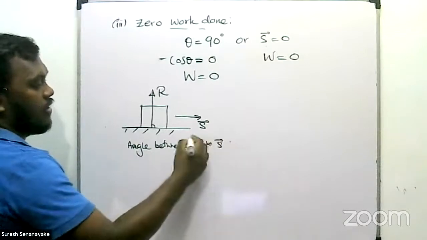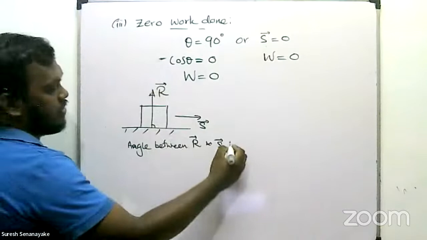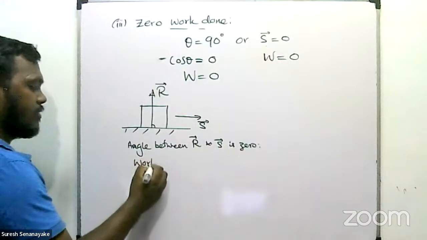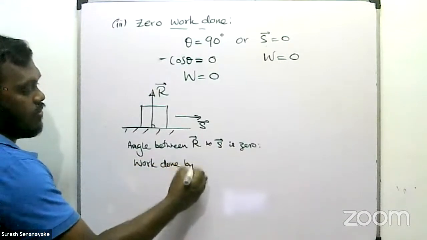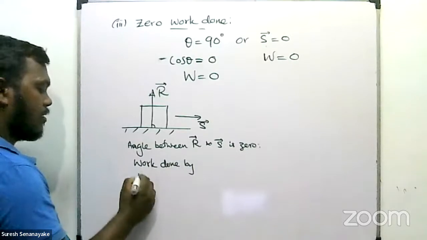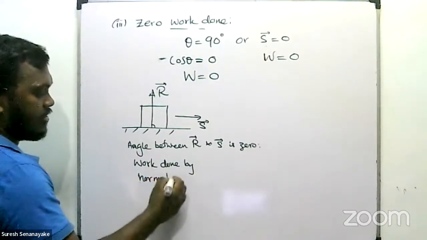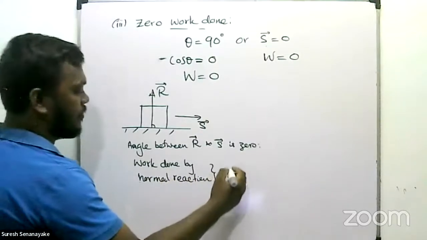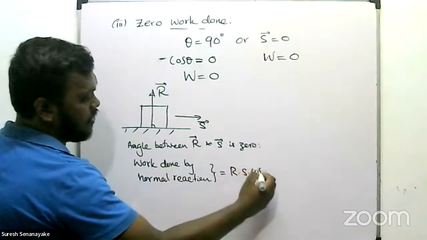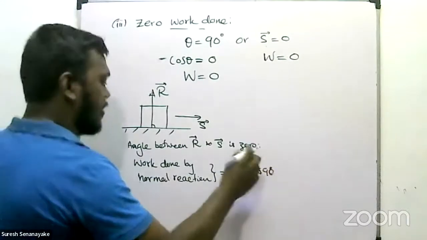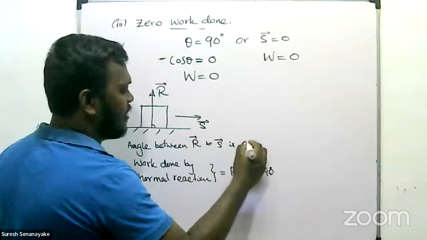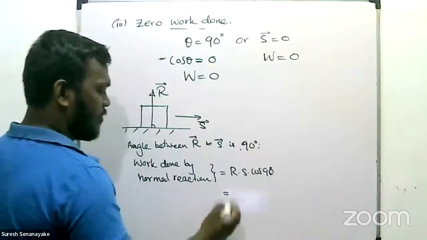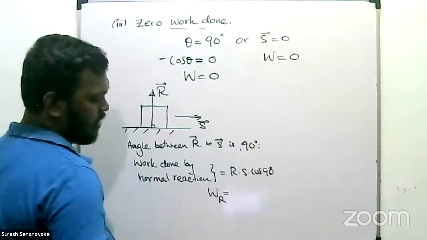S is the displacement, and R is the force here. The work done by the normal reaction R is equal to R into S into cos 90. The angle between them is 90 degrees, and cos 90 is 0. So the work done by the normal reaction R is 0.